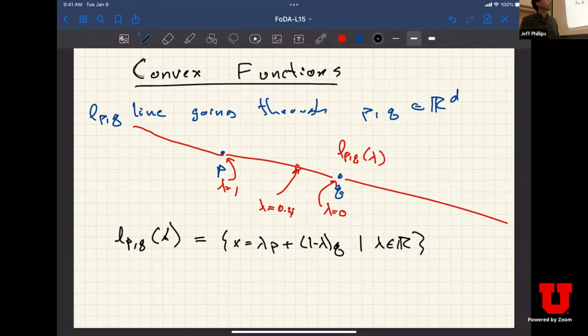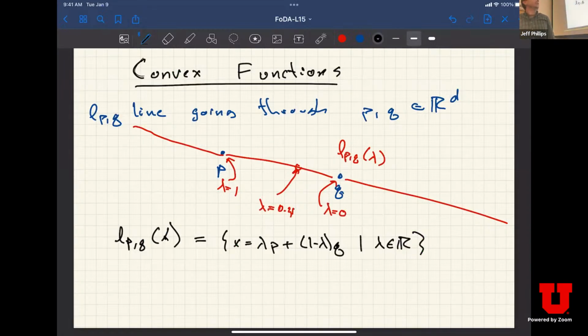Okay, so let's check that this works. If lambda is equal to 0, then lambda times P is 0, and 1 minus lambda is 1, so I get 1 times Q. I get back Q. If I set lambda equal to 1, I get 1 times P, plus 1 minus 1, which is 0, so the Q disappears. If I choose lambda equal to 0.5, I get half of P and half of Q, so I'm taking the average of them, and I get exactly the midpoint.